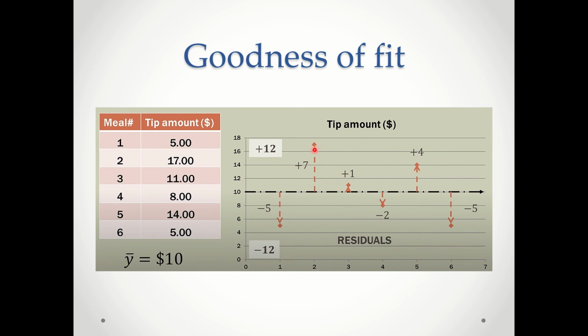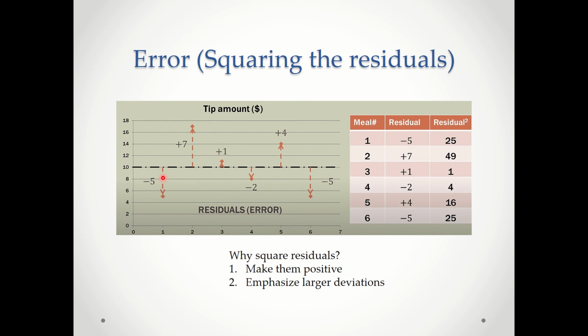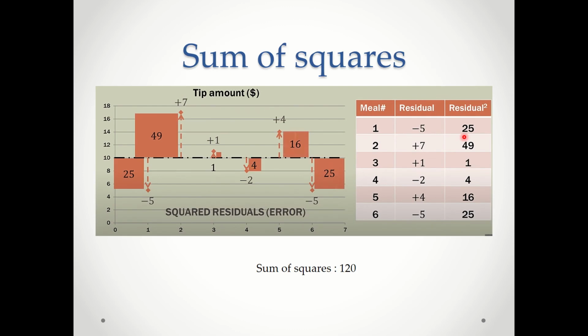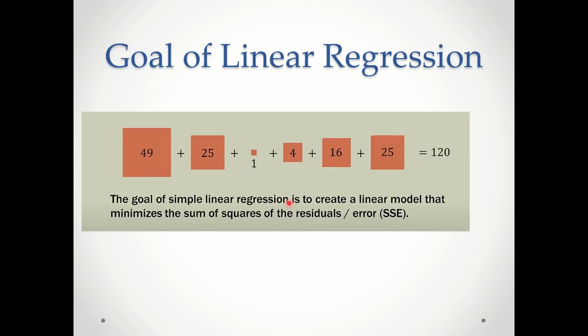You can have positive residuals and you can have negative residuals. In order to eliminate the positive and negative signs, what you can do is take the square of the residuals. That is the beauty of it. If you take the square of the residuals, all of the values become positive, and you also get a larger deviation. So these are all the residuals and you are taking the square of them. Once you take the square of them, it will look like this.